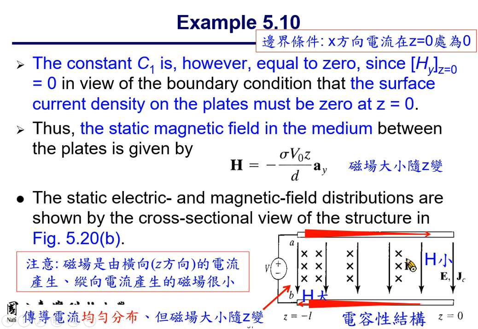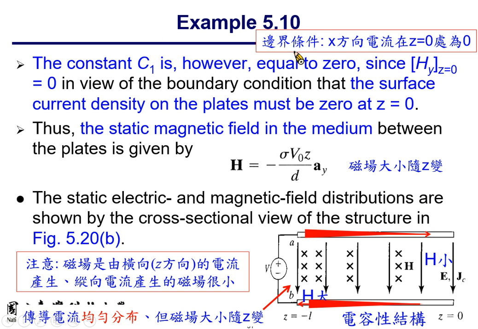Okay? So if we want to determine the constant C1, where should we look to find the boundary condition? We can look at the right-hand side, because at Z equal to 0, the total currents on the top and bottom plate shall approach 0. So the constant C1 equals 0 because HY at Z equal to 0 shall approach 0 as well.